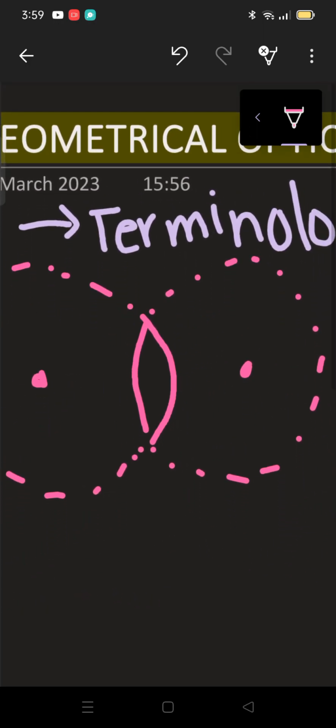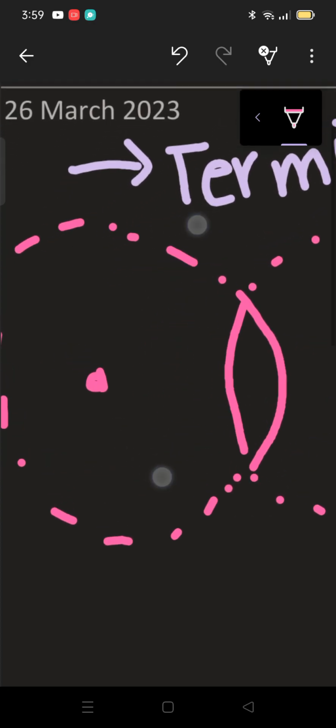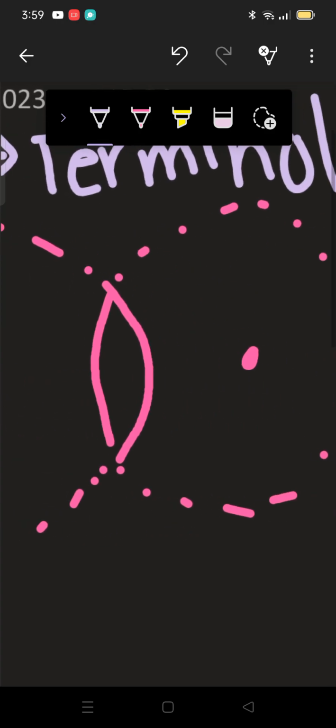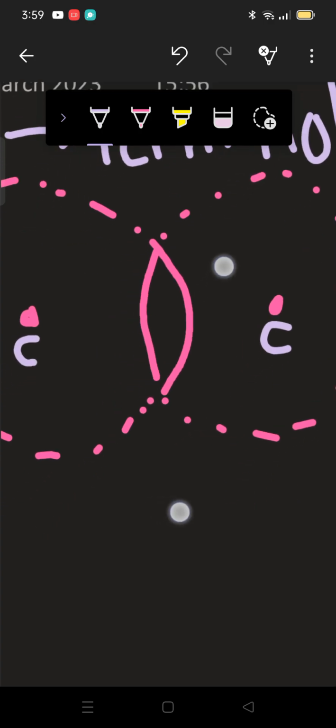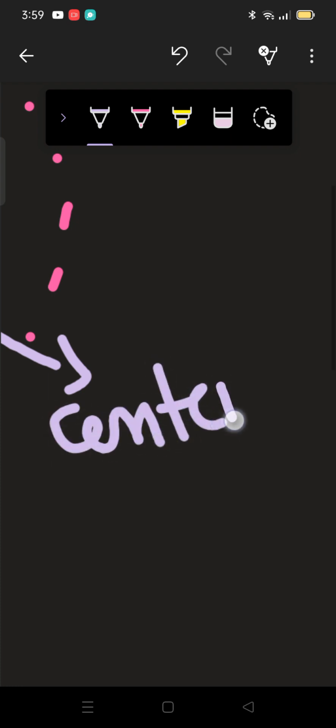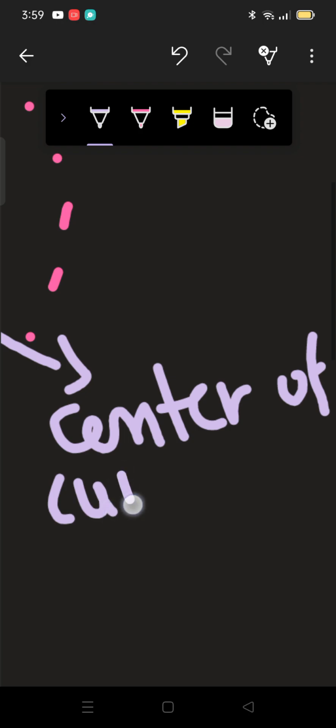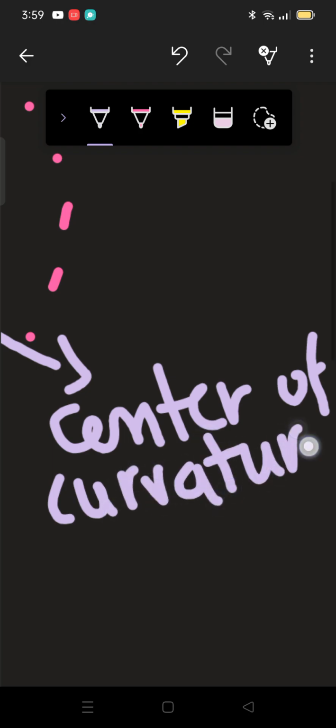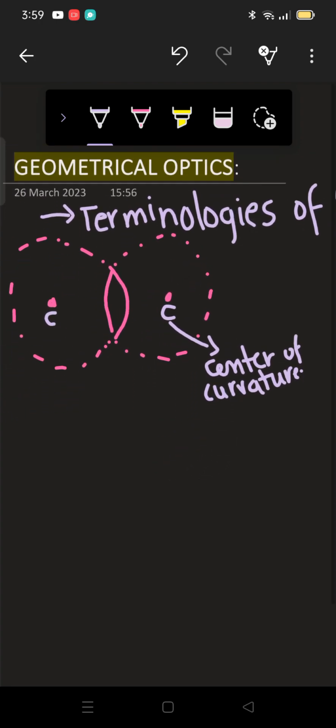Center of curvature is nothing but the center of the sphere of which the spherical surface of a lens is obtained. So this is the center of the sphere from which the spherical surface of a lens is obtained. This is the center of curvature. It is the center of that spherical surface from which the spherical surface of a lens is obtained. So that is basically center of curvature.